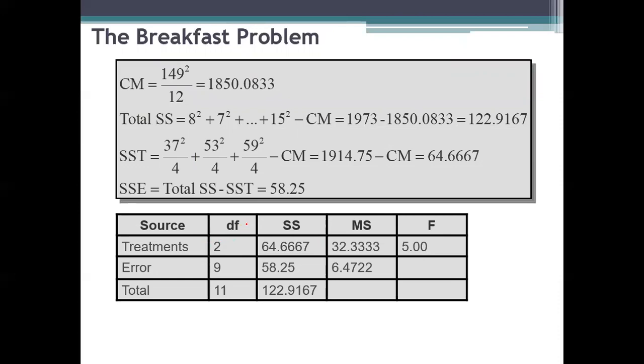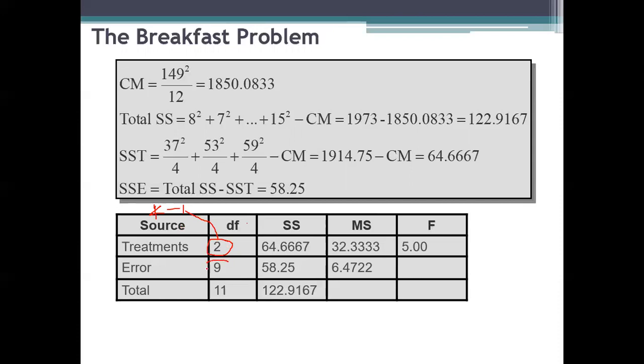How to get the value of degree of freedom for treatment? If you refer to the previous slides, in the general table, the simple formula to get degree of freedom for treatment is K minus 1. So now the value of treatment, or K, is equal to 3. So 3 minus 1, you will get 2.